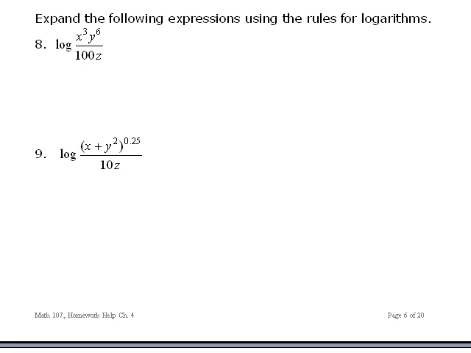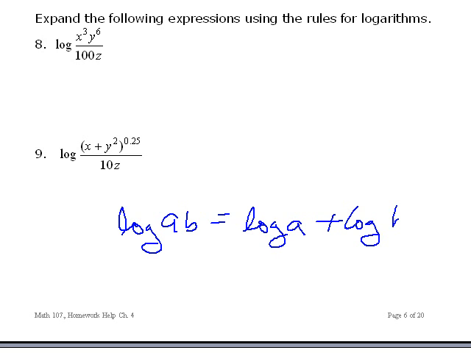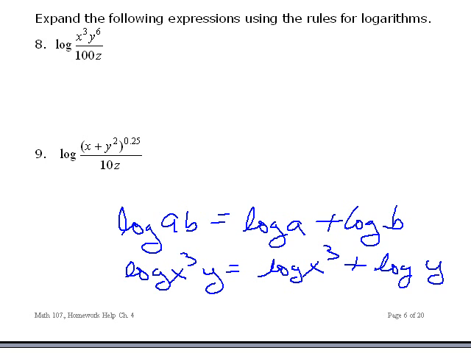These are the rules for logarithms. I think you're probably familiar with them. If I'm taking the log of two numbers multiplied together, let's say a and b, then it can break out as a log of a plus a log of b. Just to review those rules. If I have the log of x cubed times y, that breaks out as a log of x cubed plus a log of y, taking the log of both things.